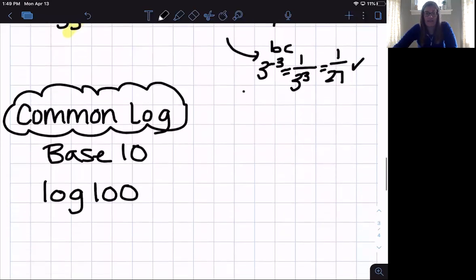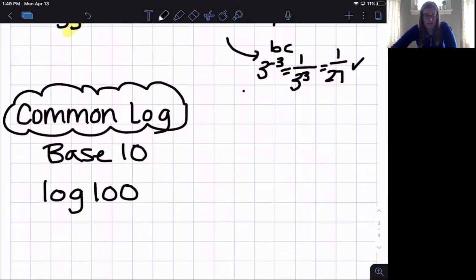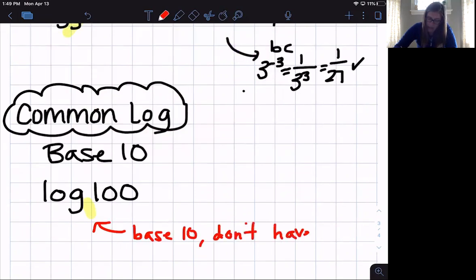Okay. Now, some people might be like, well, what is the base? You forgot to write a base, because where there should be a subscripted b, there's nothing. Okay. So I'm going to make a little note to myself. Base 10. Don't have to write it.